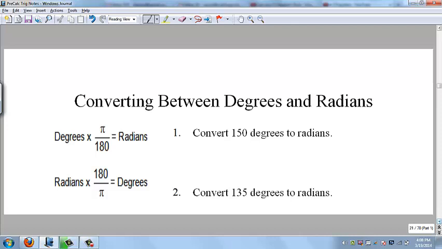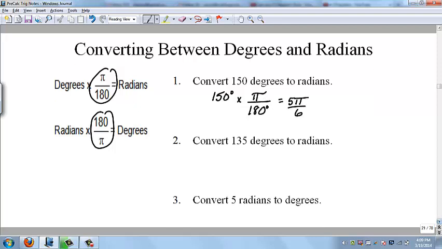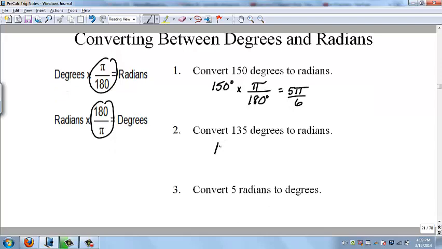Now, converting between the two of them, you're going to convert 150 degrees to radians. So, use your smart one. I don't want you to memorize it, but when you multiply it, you're either going to use pi over 180 or 180 over pi. You want to get rid of the degrees, so put the degrees on the bottom and multiply with the pi on top. All you do is simplify that. You have 150 pi over 180, which reduces to 5 pi over 6. Okay? If I want to do 135 degrees, I do 135 degrees times pi over 180. And that would reduce down to 3 pi over 4.